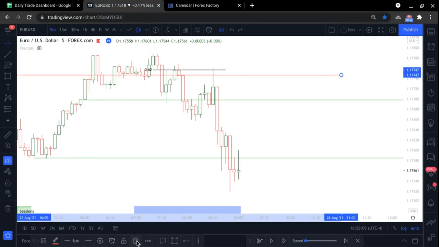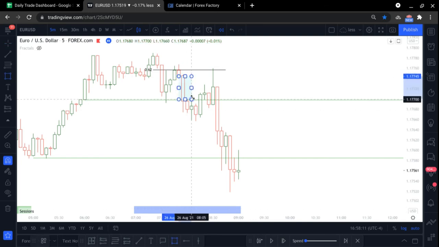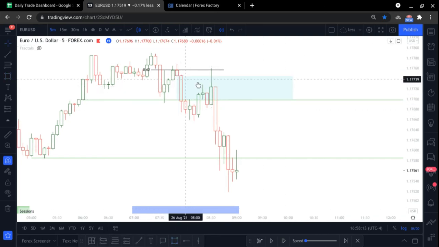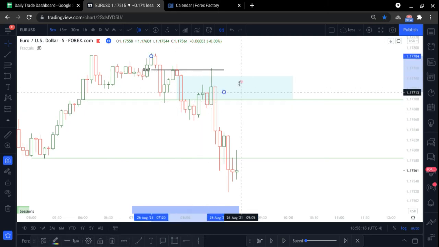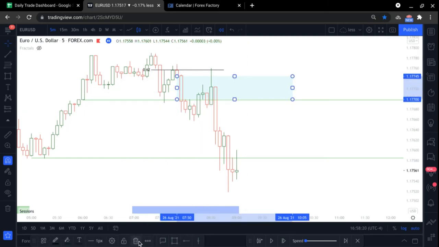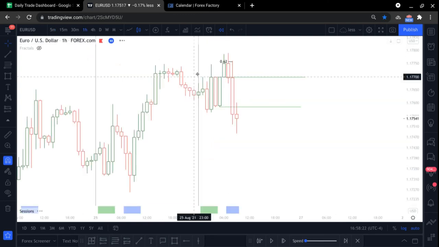Move this line. This is a fair value gap in here. See? Same thing. Fair value gap filled. Hit the 62% level. We back down to the downside. I actually didn't get this specific move.